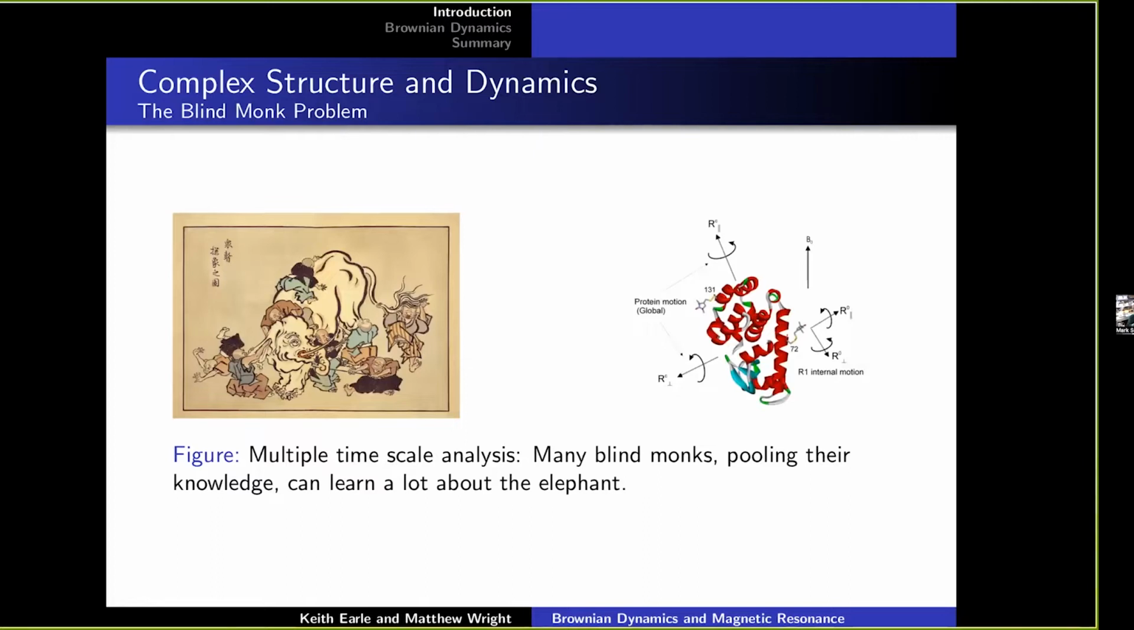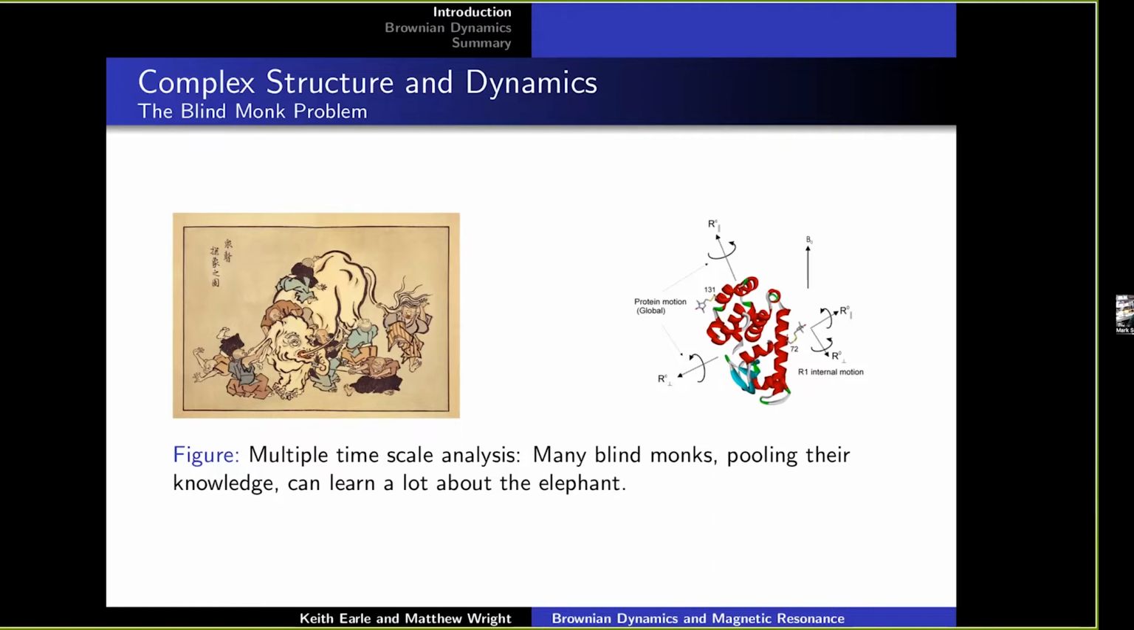So one of the things that we do as spectroscopists is proceed by analogy. I hope that one of the things that the video made clear is that there are a lot of different time scales that are relevant for a complete description of what's going on. And in many ways, it's similar to the parable of the blind monks. Many blind monks, pooling their knowledge, can learn a lot about the elephant.